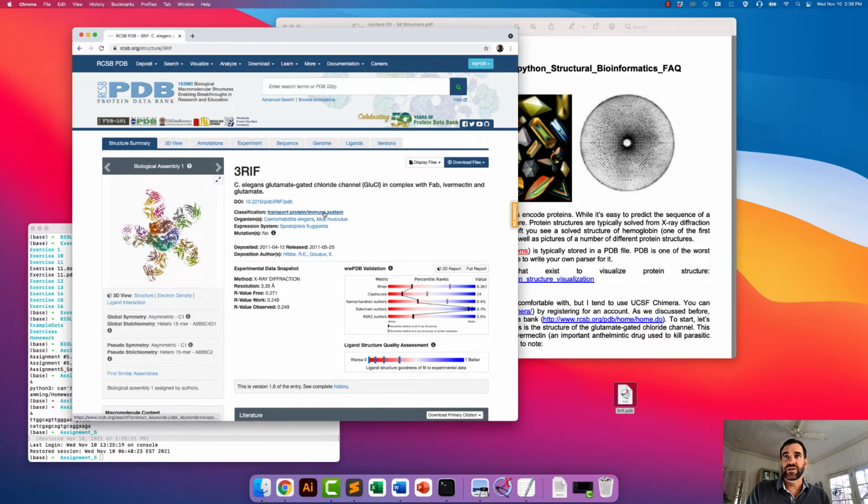So this structure was solved in 2011, and it was solved because ivermectin is a very important drug.